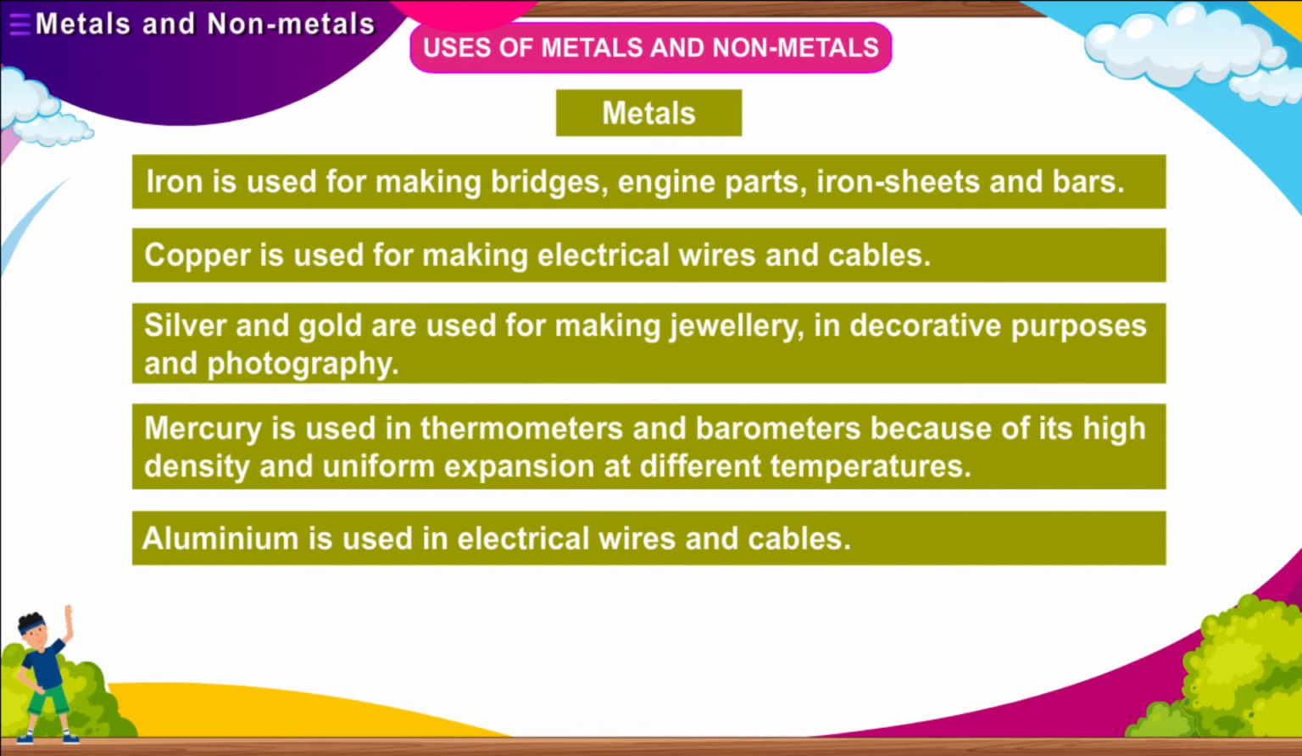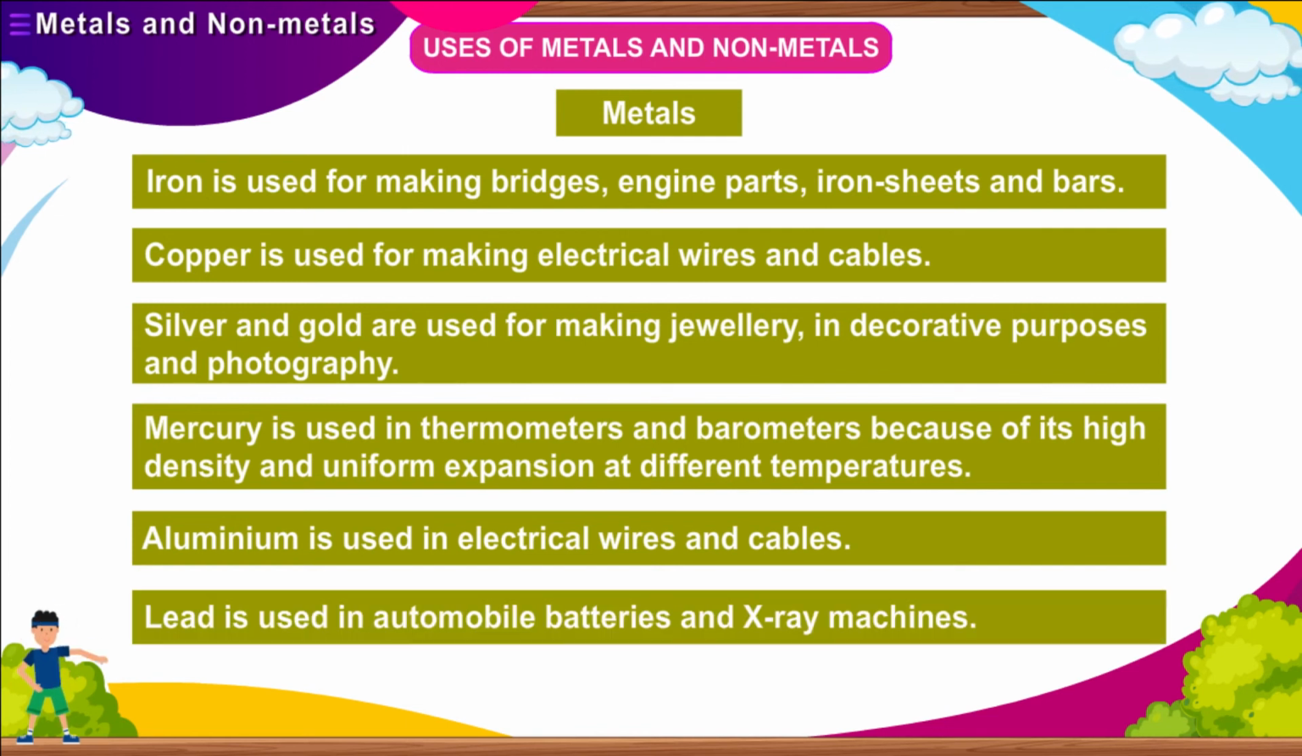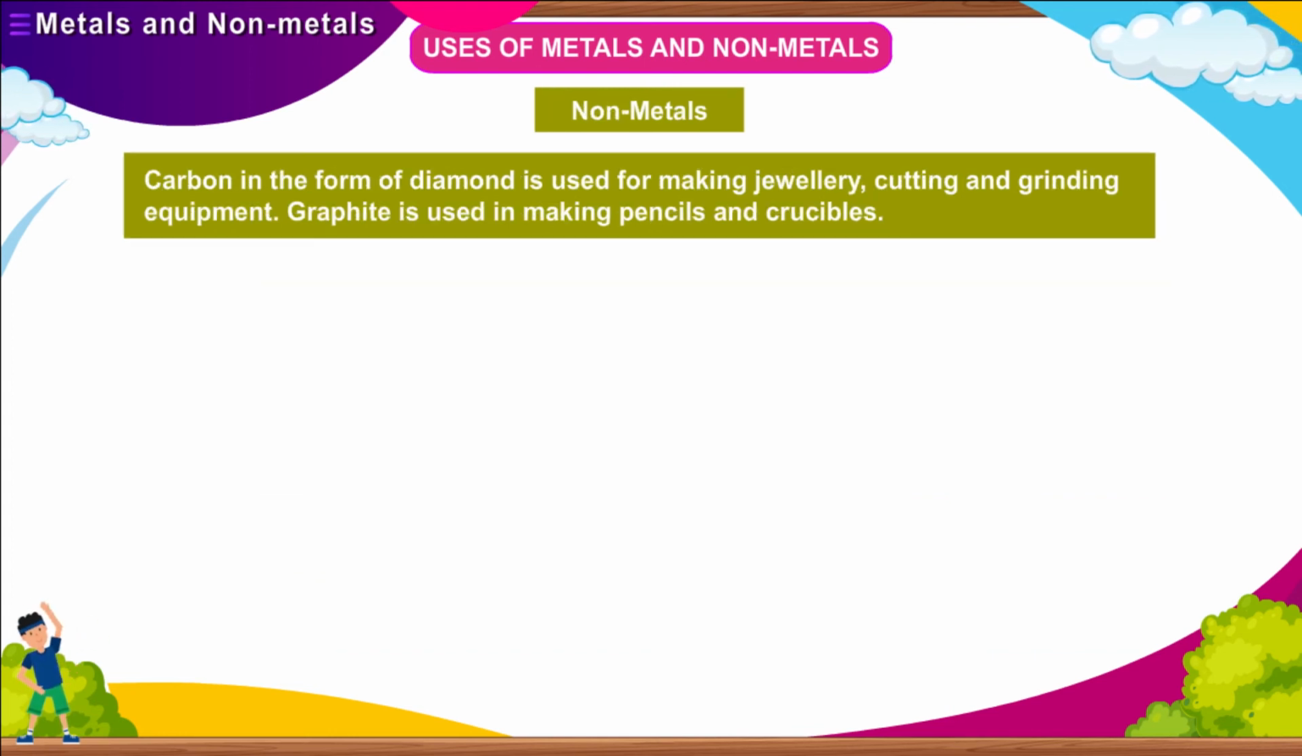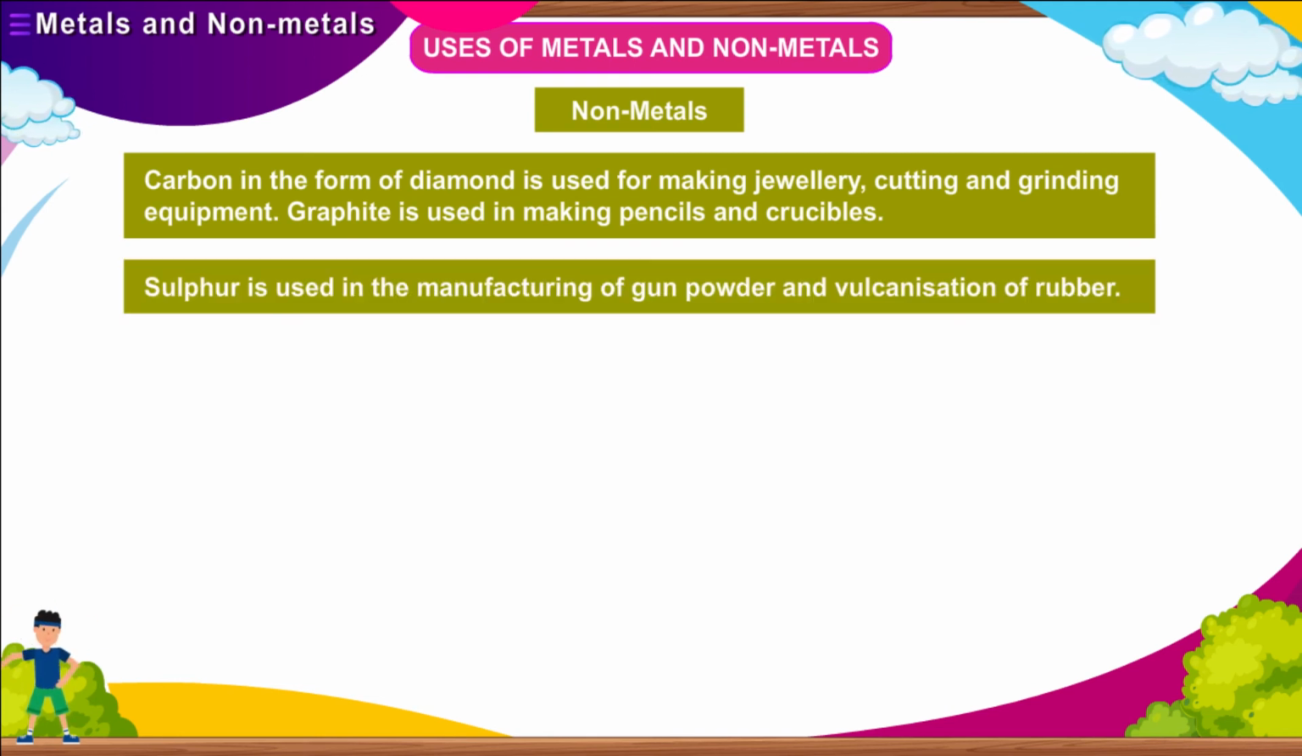Aluminium is used in electrical wires and cables. Lead is used in automobile batteries and X-ray machines. Nonmetals. Carbon in the form of diamond is used for making jewelry, and cutting and grinding equipment. Graphite is used in making pencils and crucibles. Sulfur is used in the manufacturing of gunpowder and vulcanization of rubber.